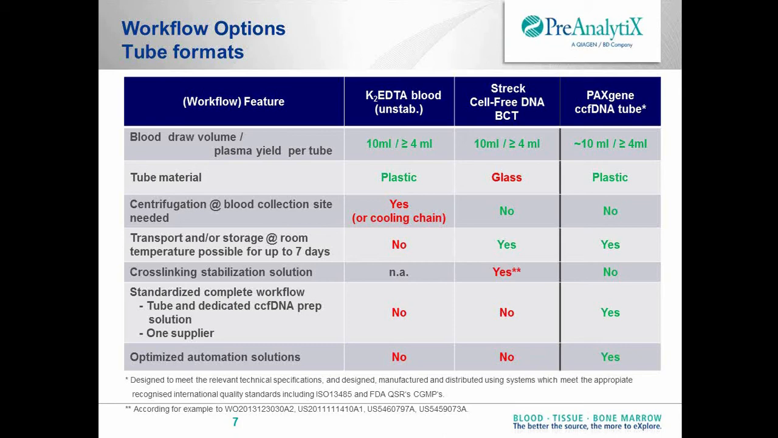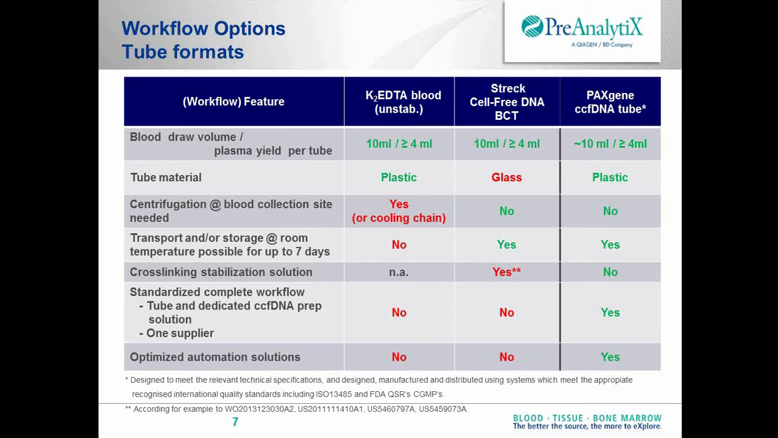And you see that all three systems collect 10 ml of blood, and you get more than 4 ml of plasma out of it. This is the same for all three systems shown here. But in the next row, you see that the tube material itself is different.